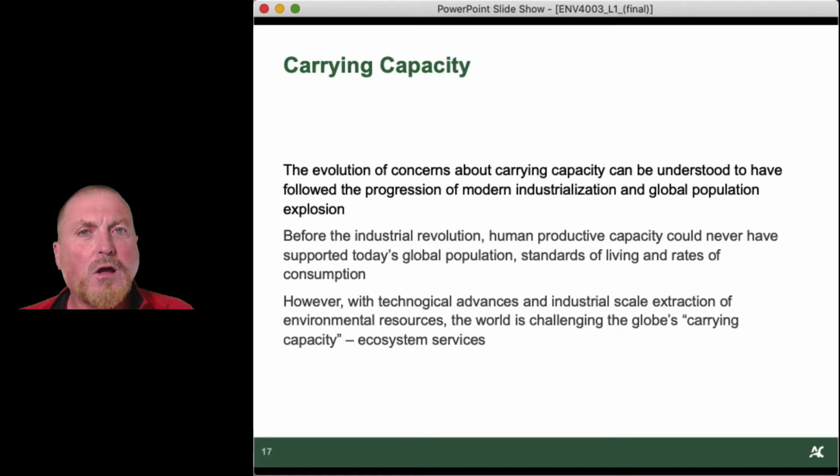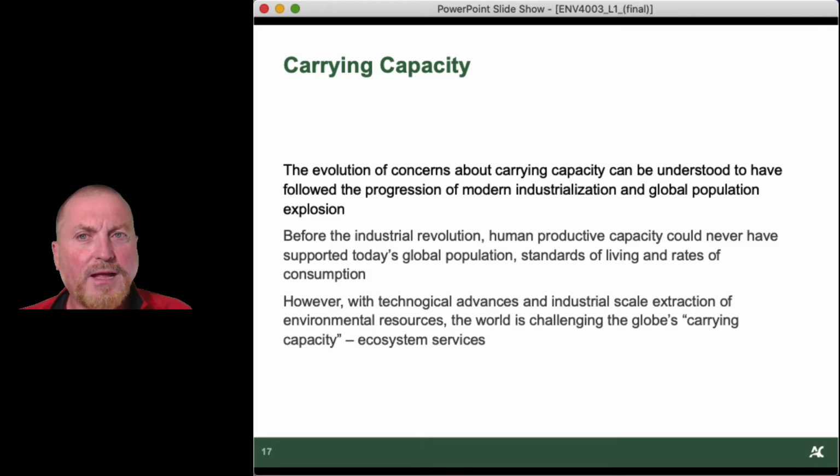Before, it used to take us a long time to collect our food. Now we go to the grocery store and grab it, because large manufacturing and industrial facilities are now exploiting the natural capital, right? At a rate that we had never seen before in modern industrialization. Before the Industrial Revolution, human productive capacity could never have supported today's global population, right? Standard of living and rates of consumption would never have been sustainable. Okay.